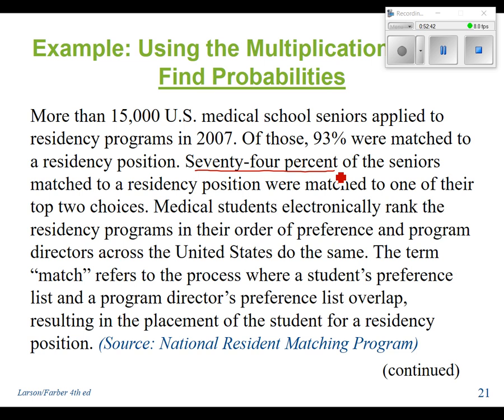Medical students electronically rank the residency programs in their order of preference, and the program directors across the United States do the same. The term match refers to the process where a student's preference list and a program director's preference list overlap, resulting in the placement of the student for a residency position. So that's what I was just trying to explain there. So they got one of the places, maybe they want to go to Reid because it's close, or they want to go to Dayton Children's, for whatever reason.